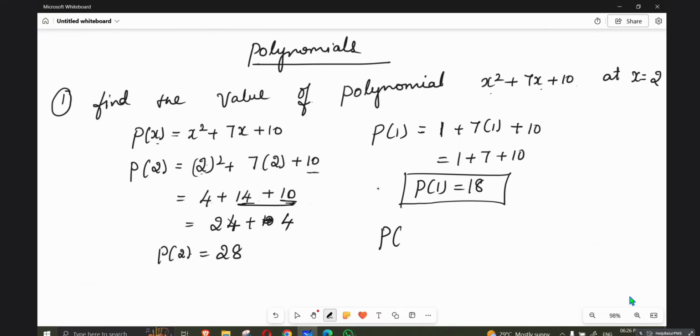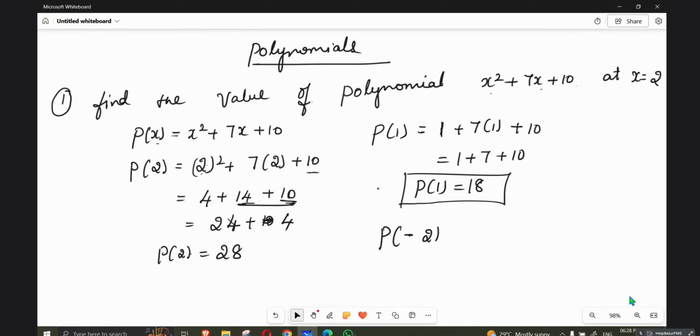Now try with P of minus 2. That is, instead of x, you have to put minus 2. Instead of x, put minus 2 and calculate how much you are getting. 0. So minus 2 is called the 0 of the polynomial.